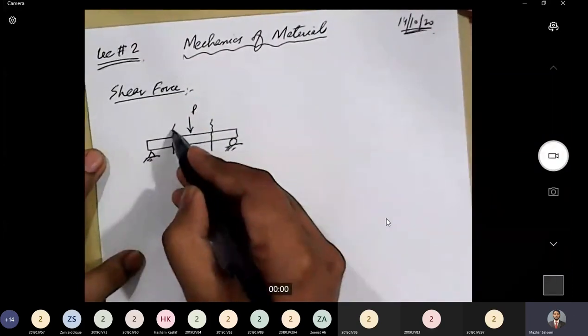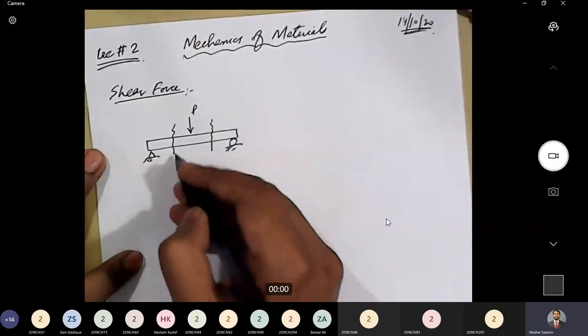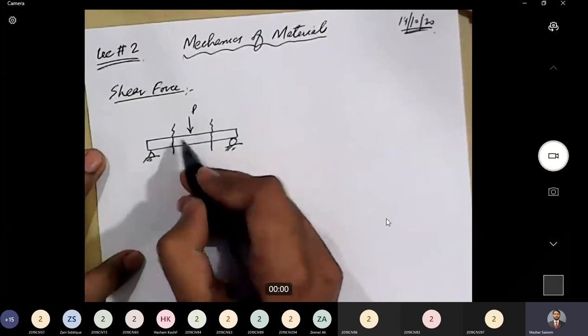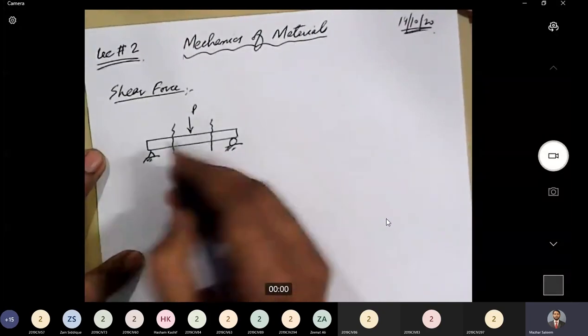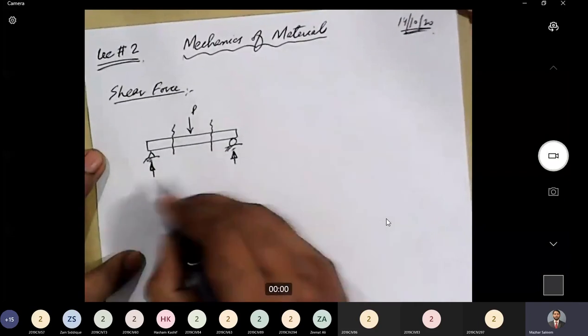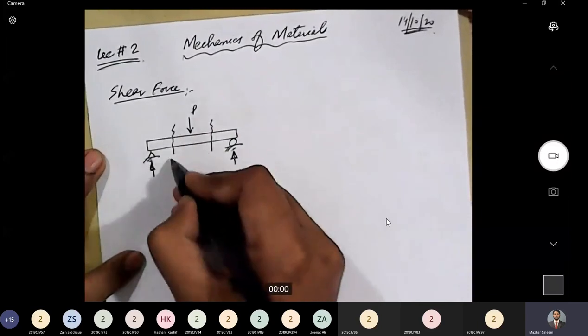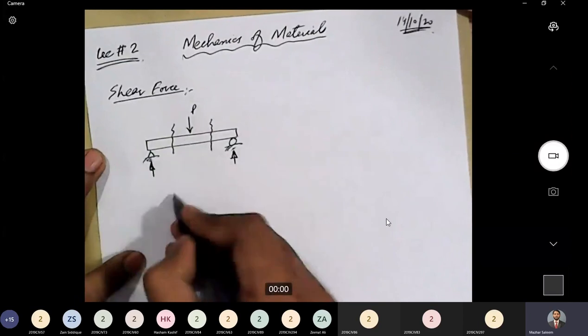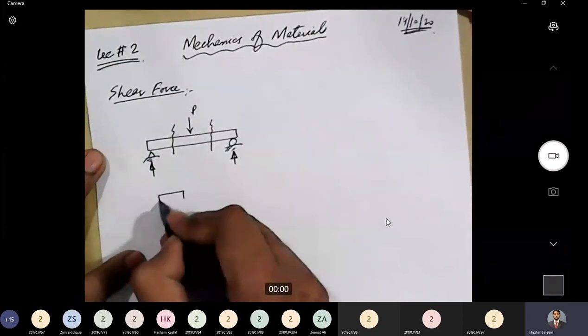So shear force for any particular section is calculated as the algebraic sum of the transverse loads present either on the right side or on the left side of the section. Under the application of this load, one reaction will be generated here and one reaction will be generated here. If I ask you to calculate, let's say, shear force at this section, what will be your procedure? The procedure will be to consider a section.